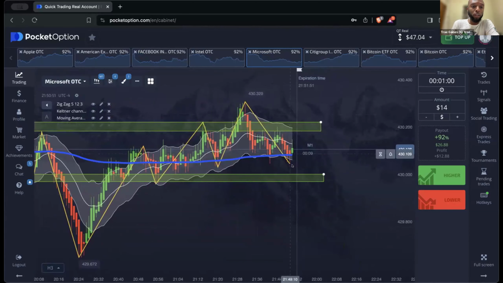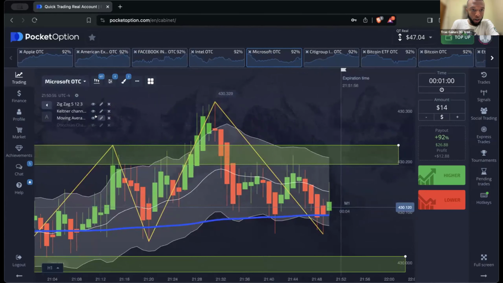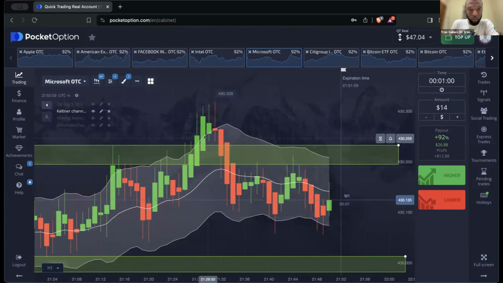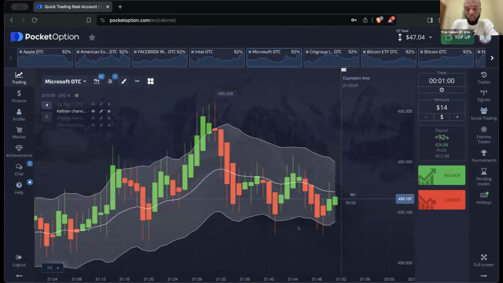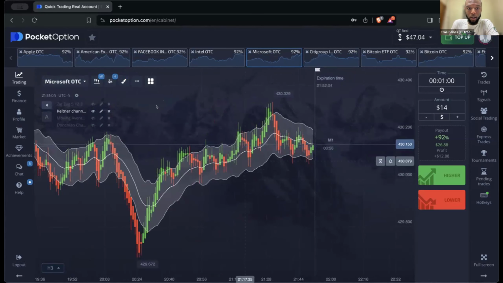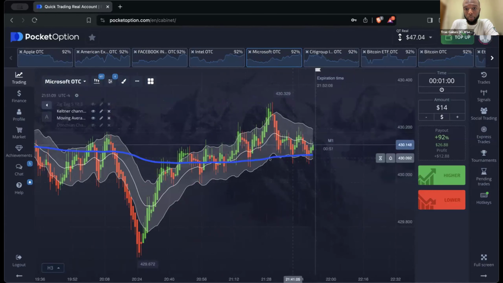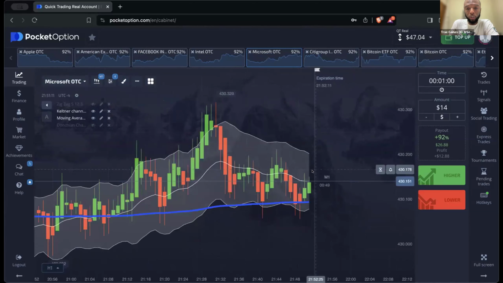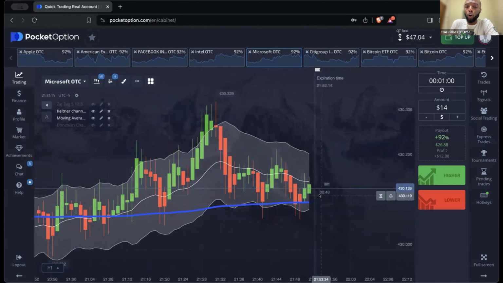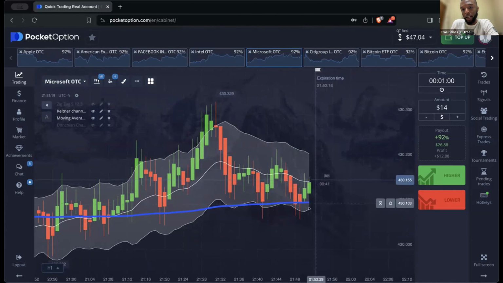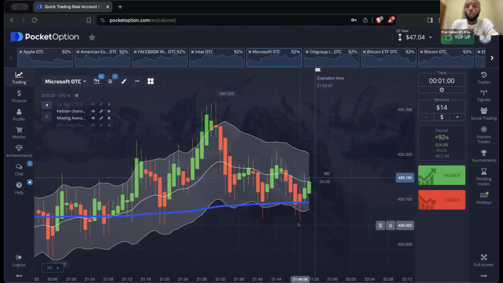Okay, so number one, when we're looking at the chart, we're looking for our EMA. Let me clear all of this. We're looking for the EMA, the blue 200 EMA. If it is below current price, this is current price, this line is moving, we're looking for buys. We know that we only enter on the middle Keltner.